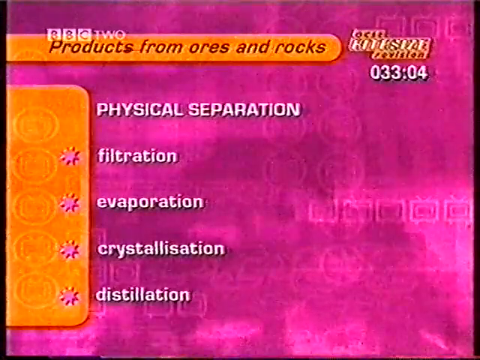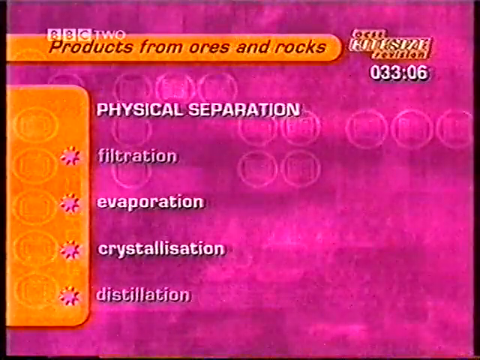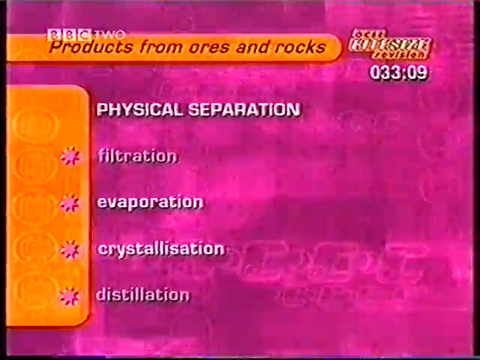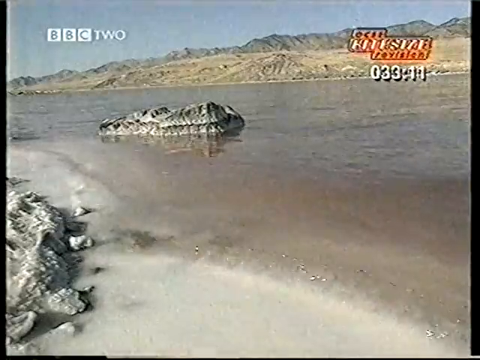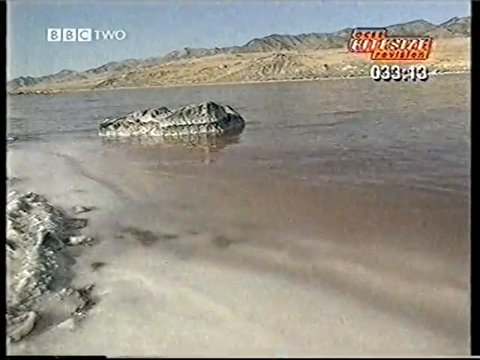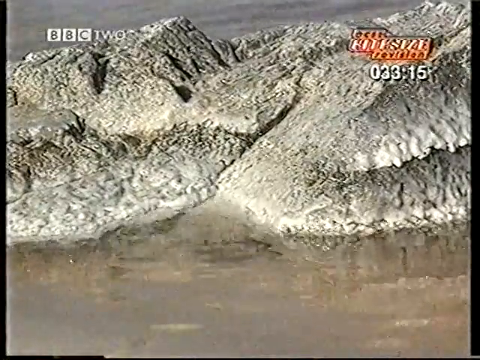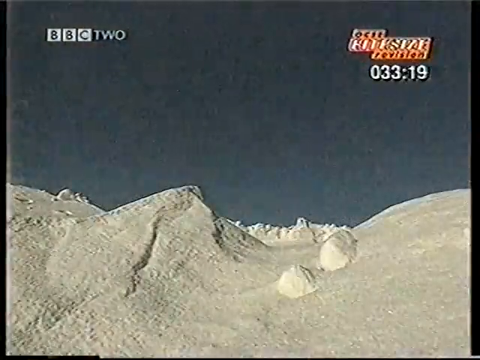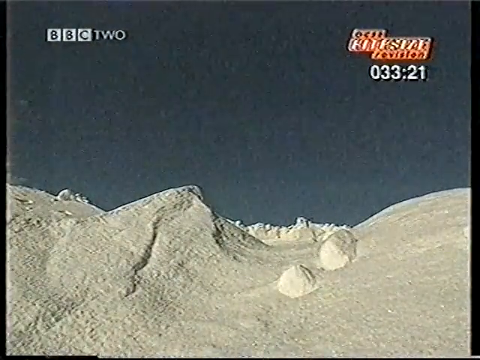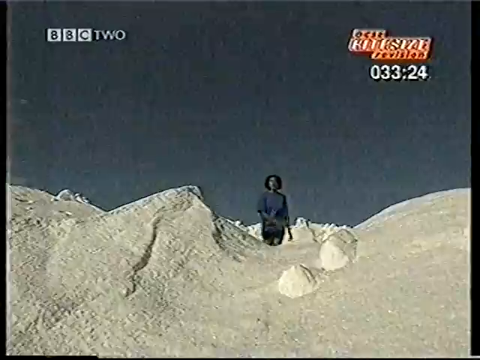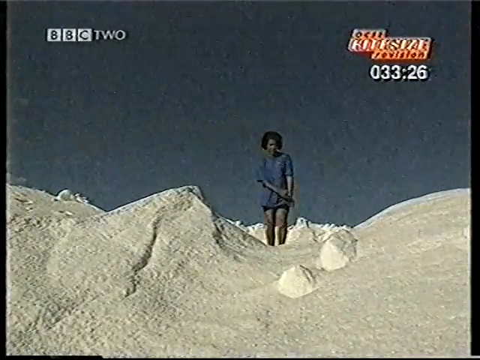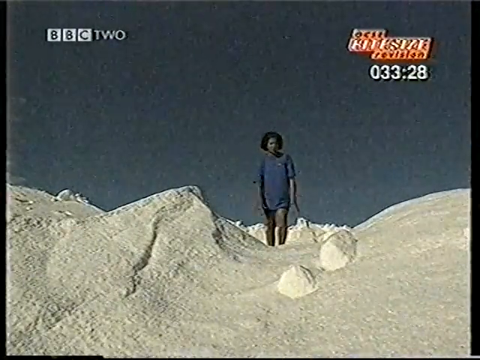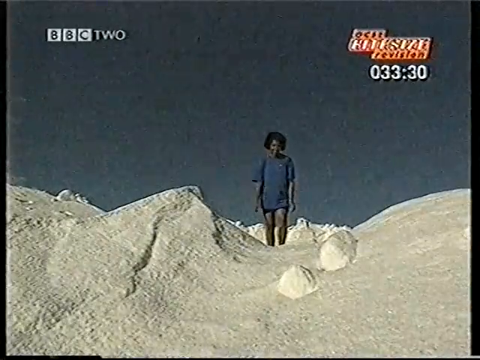This clip explains how we get salt from a salt lake using evaporation and crystallization. This is the Great Salt Lake in Utah, and surprise, surprise, it contains lots of salt. Local industry takes full advantage. I'm at the Great Salt Lake Mineral Corporation, and their business is salt production on a very large scale.